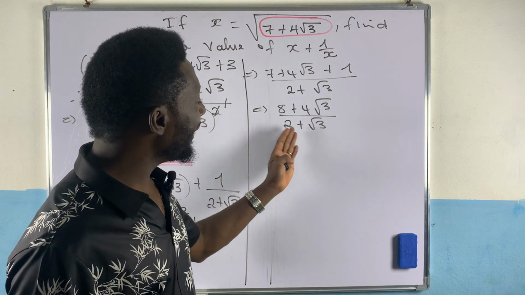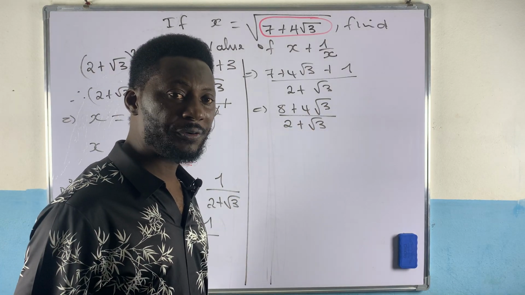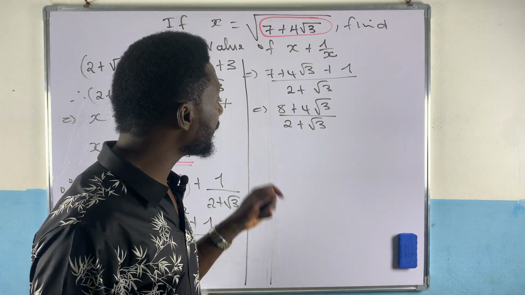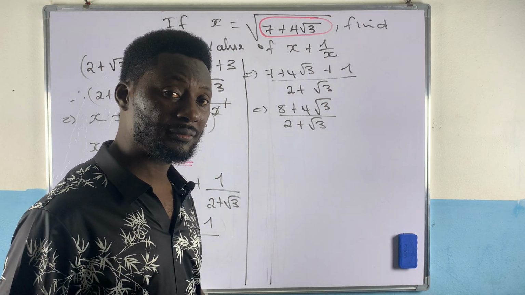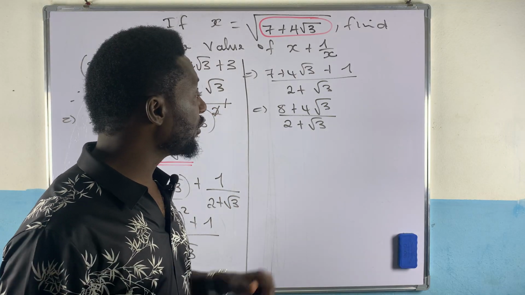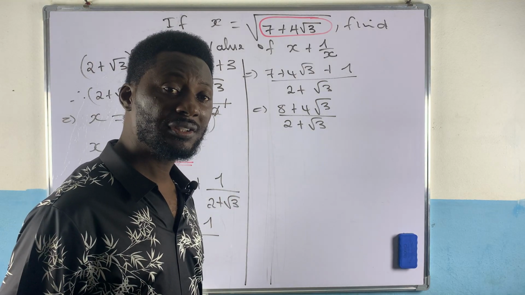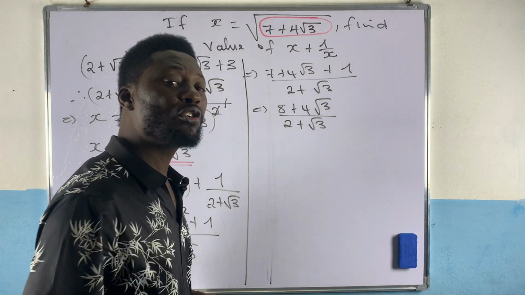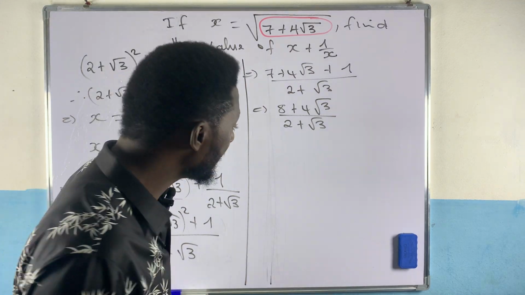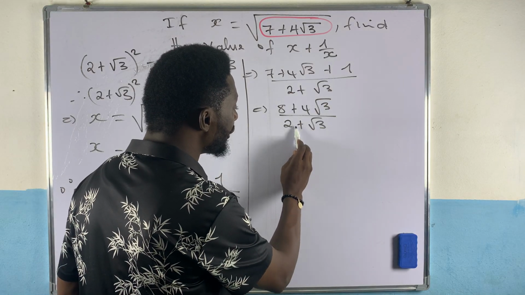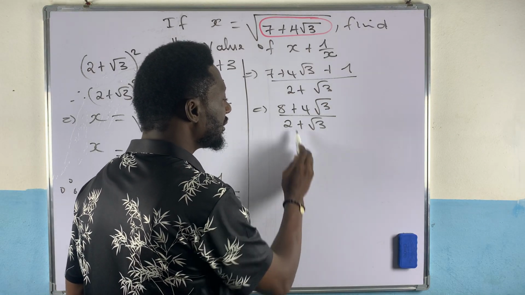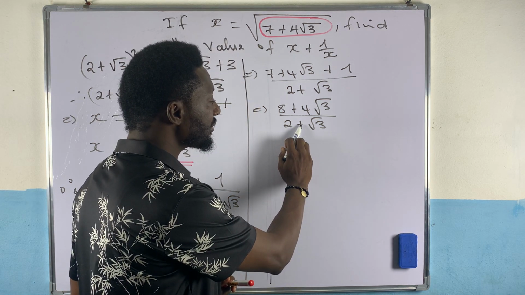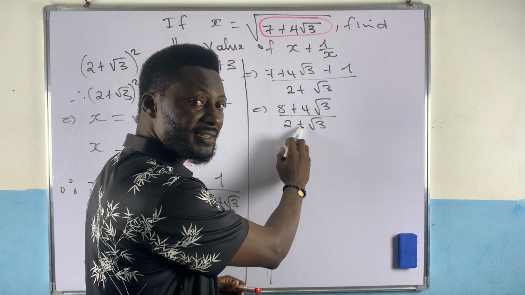In order for us to eliminate this root 3 in the denominator of a fraction, we proceed by applying what we call the principle of rationalization of the denominator. What is the principle of rationalization of the denominator? It is to multiply both numerator and denominator by the conjugate of the denominator. The conjugate of this denominator is just for us to interchange the signs. So since the sign here is plus, the conjugate will be negative.